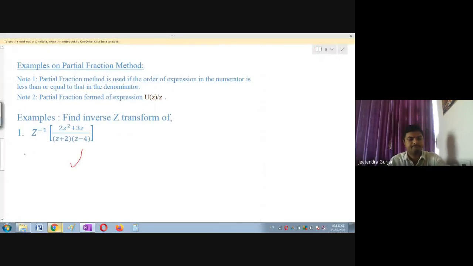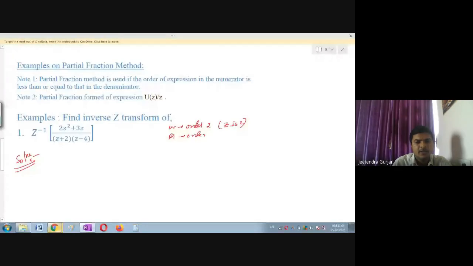Yes, we will take the solution of this example, students. Okay, so here you can see in the numerator, the order of this is 2. How do you find the order? Just for your understanding, remember that the power of z is 2. Therefore, the order is 2. Same in the denominator, here the order is 2. Again, you can just see z into z gives z square, which is again order 2, or the power is 2 here.